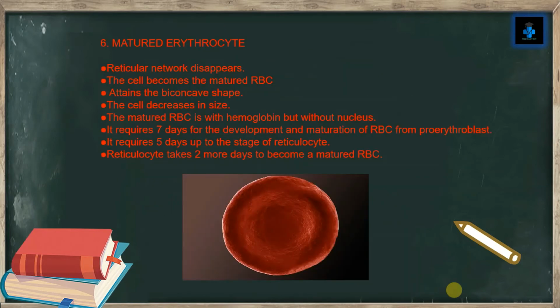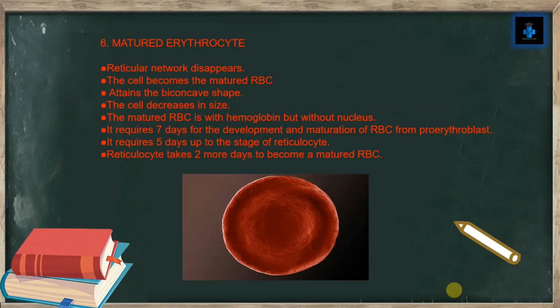Matured erythrocyte or RBC: for this, the reticular network disappears. The cell becomes the matured RBC. It attains the biconcave shape. The cell decreases in size. The matured RBC has hemoglobin but no nucleus. But for the camels, there is an exception. The camels possess RBCs with nucleus.